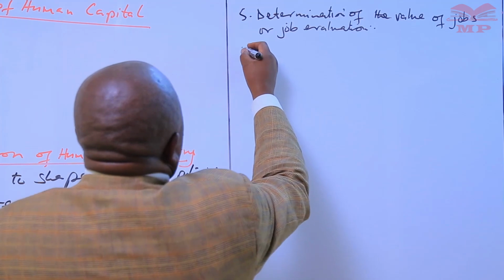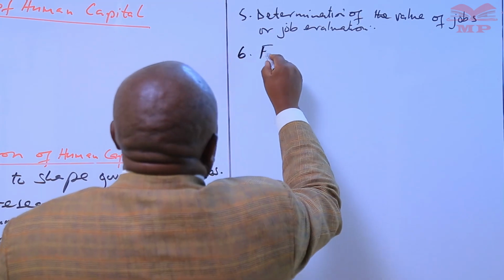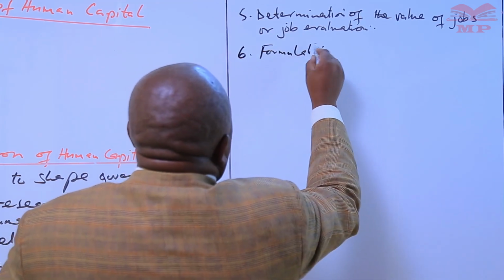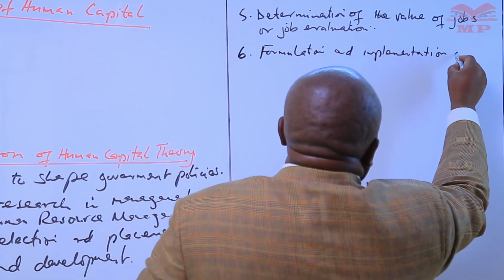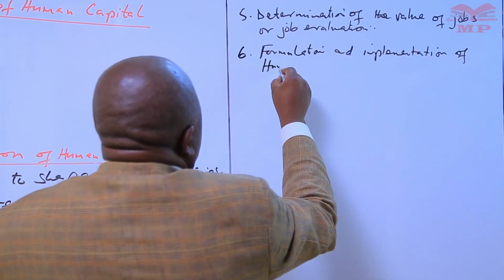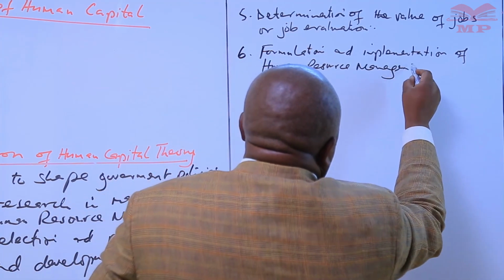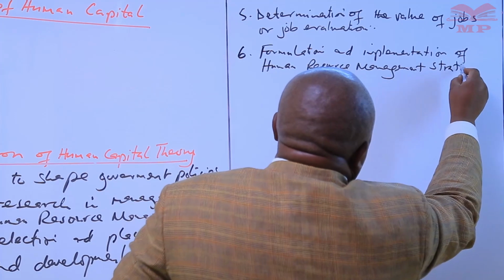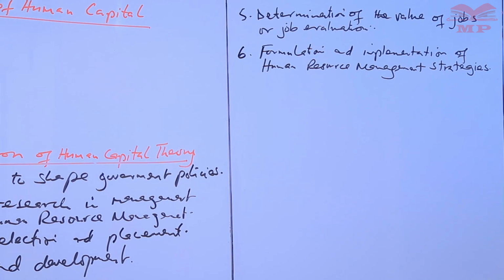Then there is the issue of formulation and implementation of human resource management strategies. So that is one area in which the human capital theory can, for example, assist an organization in making decisions.